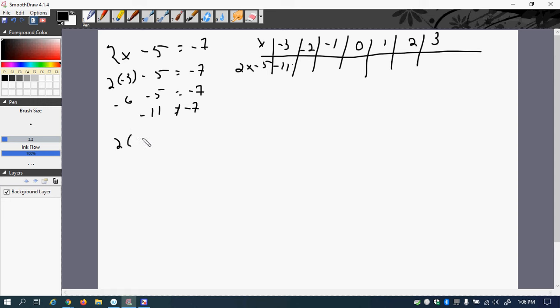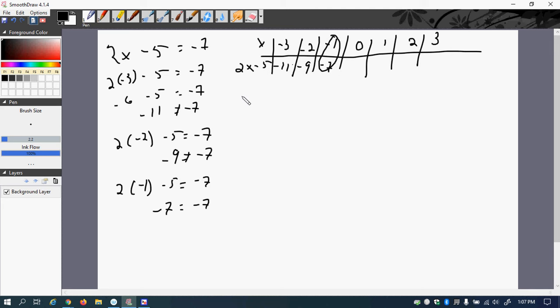That's 2 times negative 2 minus 5 equal to negative 7. That's negative 4 and negative 5 make negative 9, which does not equal negative 7. So that's negative 9. Let me go on to the next one. 2 times negative 1 minus 5 equal to negative 7. That gives me negative 7 equal to negative 7. That's true. That's working. So here is my solution. But I'll continue just so I can see what's going on.